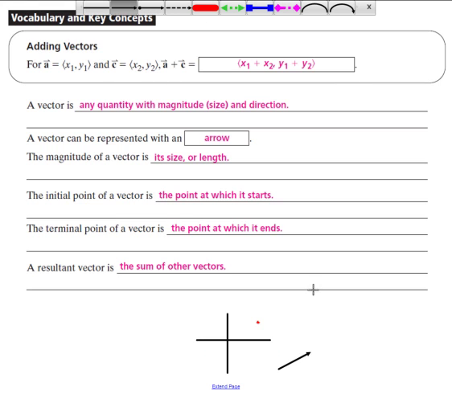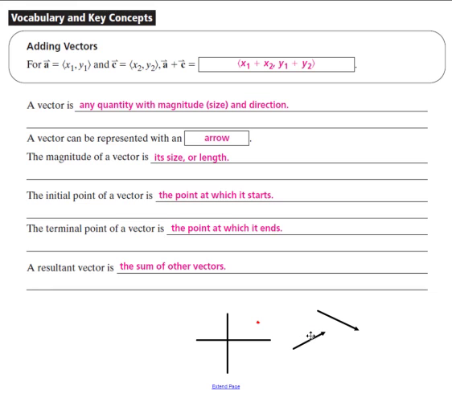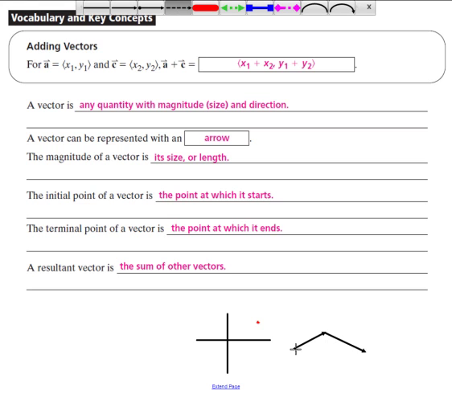If we want to look at this visibly, let's pick another vector like that. Now, when we're adding vectors as arrows, what we do is we take one vector, we take the second vector, and we put its tail right at the head of the first vector, in a row. And then the resultant vector is going to be from the tail of the first all the way to the head of the second.